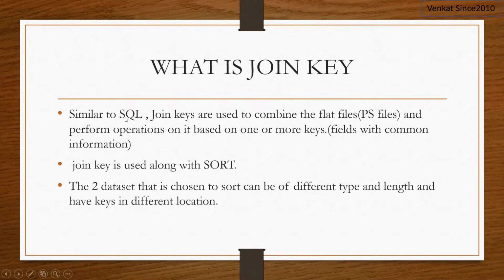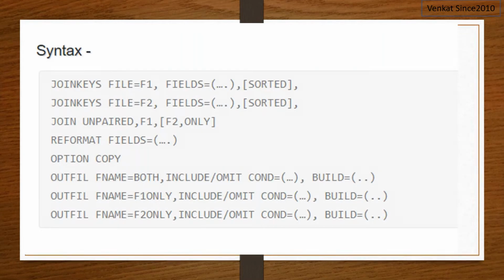So what is a join key? It is similar to SQL. If you want to combine two files and perform some operations on them based on some common field, that is called a join. A join key is used along with the sort utility, and JOIN is the keyword we use. Now we will see the syntax directly.